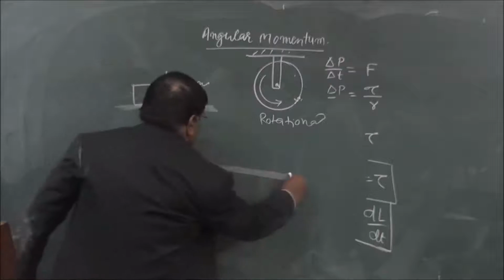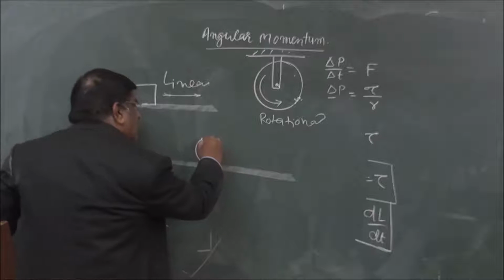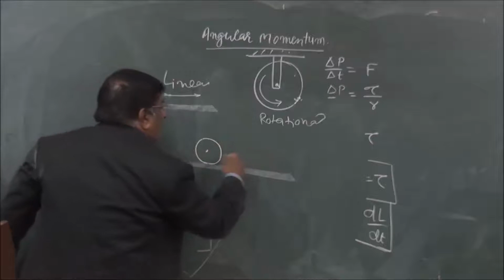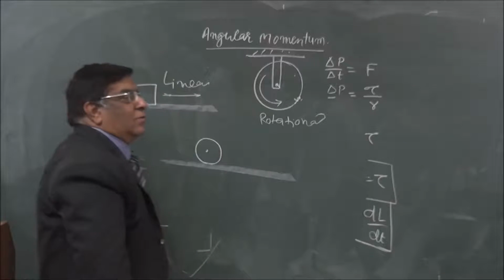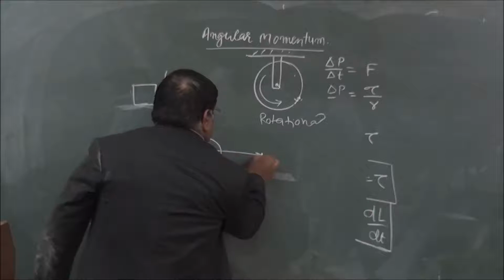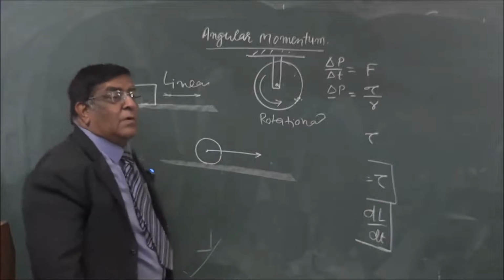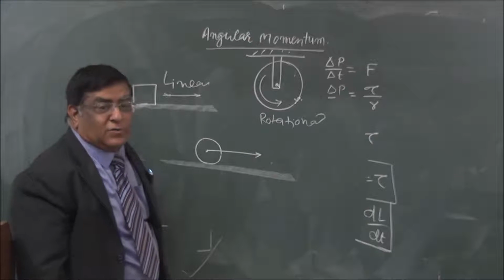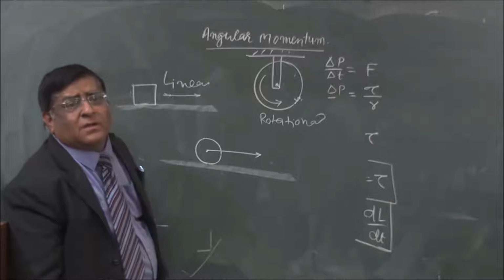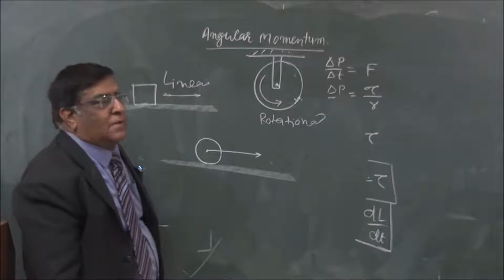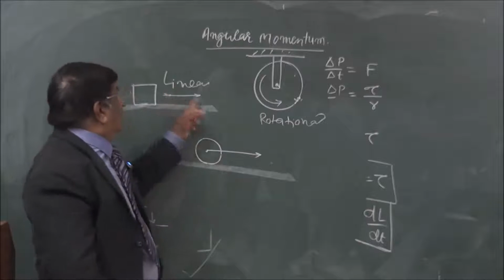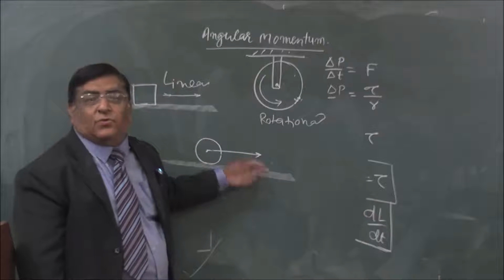Now, I have a wheel here. This is a motorcycle wheel and it is going on this road. What type of motion is it? It is going straight. What do you call it? Which type of motion? Okay. Is it rotating or not? Is it going straight or not? So what is the name of this motion?